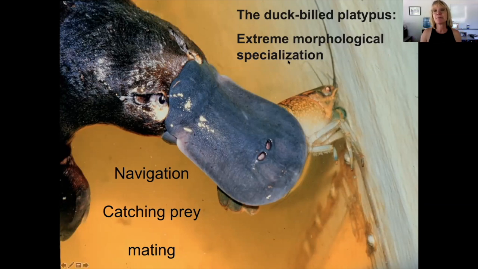So the duckbill platypus is an extreme example of morphological specialization. This is the bill, and there are stripes of mechanosensory receptors on its bill, and they are interdigitated with stripes of electrosensory receptors. And when the animal's doing anything important like navigation, catching prey, or mating, it closes its eyes, ears, and its nose, and it's one big, huge bill moving through the water, living its life.